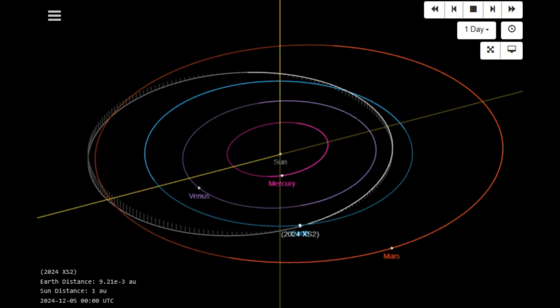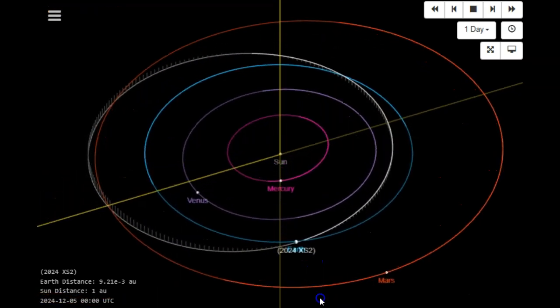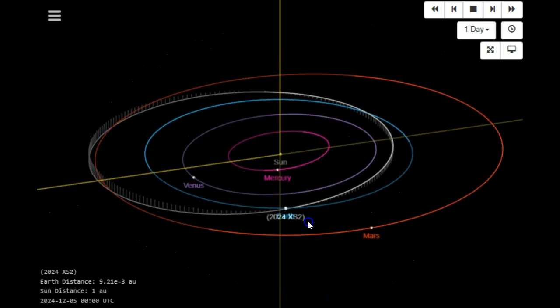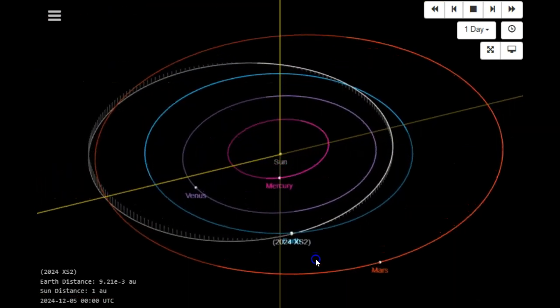2024 XS2 is the name of this near-Earth object, and it's coming in at around 7 kilometers per second. Not a very large rock. They believe it's under 30 feet in diameter. Not a huge inclination either, almost on our orbital plane here. But it is going to come very close to Earth on the 7th, in 2 days.